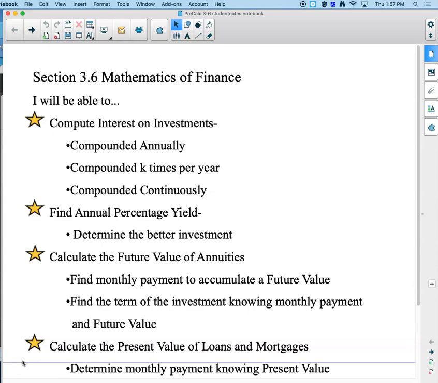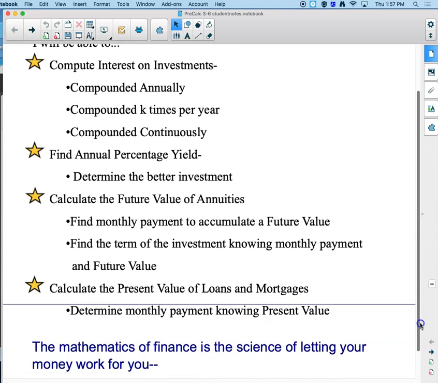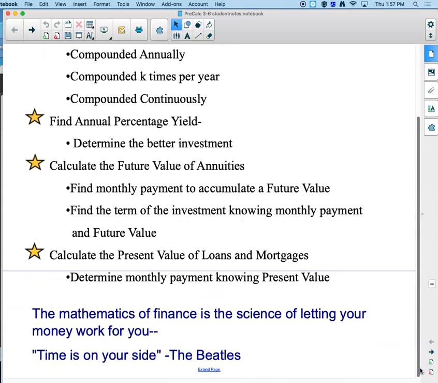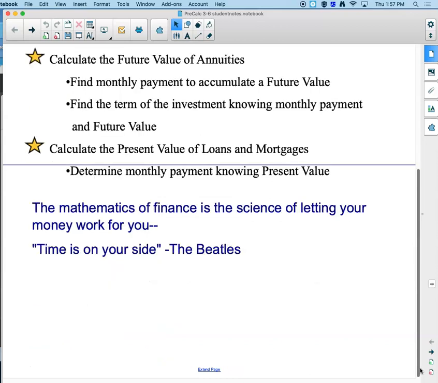So computing that interest, we've got compounded annually, compounded K times per year, compounded continuously, and we want to be able to find the APY, annual percentage yield, to determine the better investment, where you should put your money. Calculate the future value of annuities, find the monthly payment to accumulate a future value, find the term of the investment, knowing the monthly payment and future value, and finally, because hopefully everybody wants to own a home at some point, calculate the present value of loans and mortgages and determine monthly payment knowing present values.